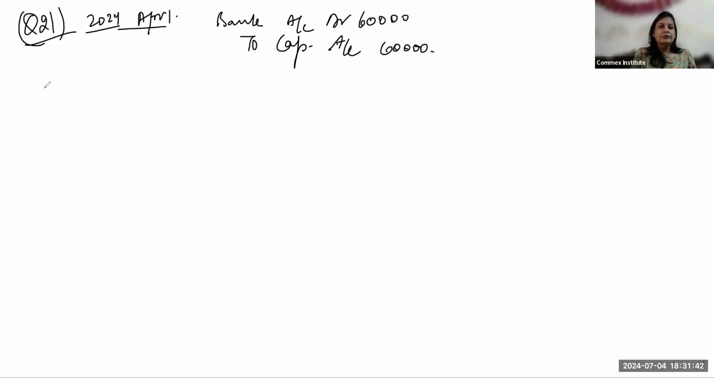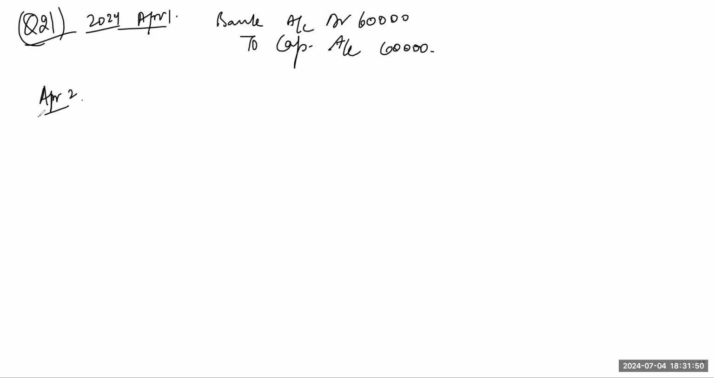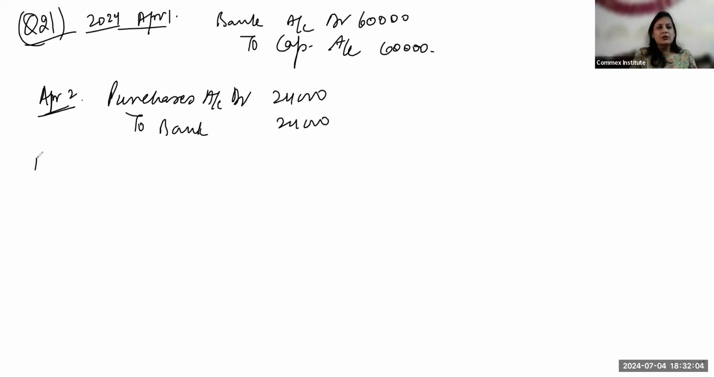April 1. And April 2. Navya, yes, ma'am. He bought goods and paid by check. So, ma'am, purchases account debit 24,000 to bank account 24,000, and the narration is goods purchased against check. Yes. So now these transactions are very simple.